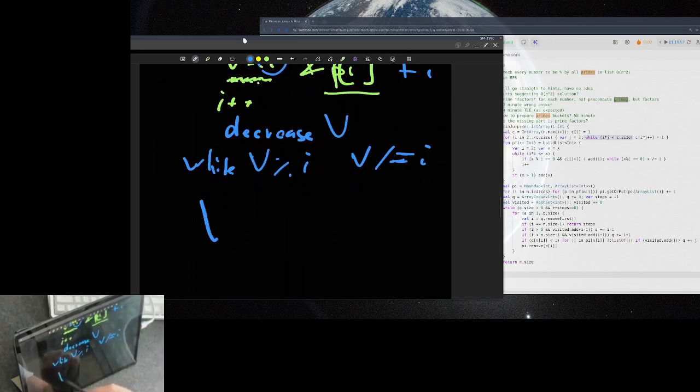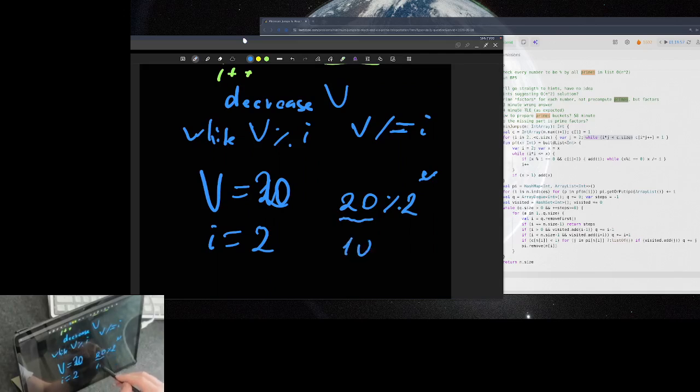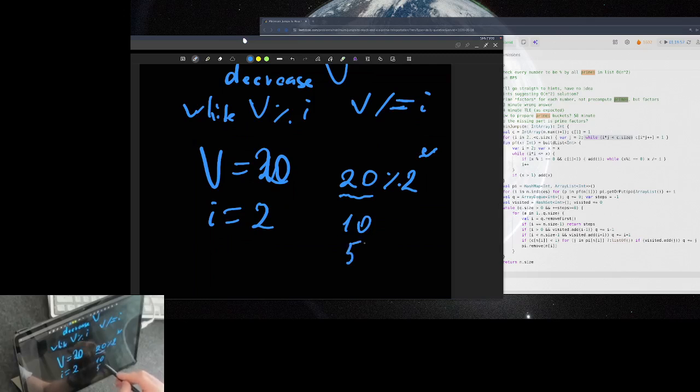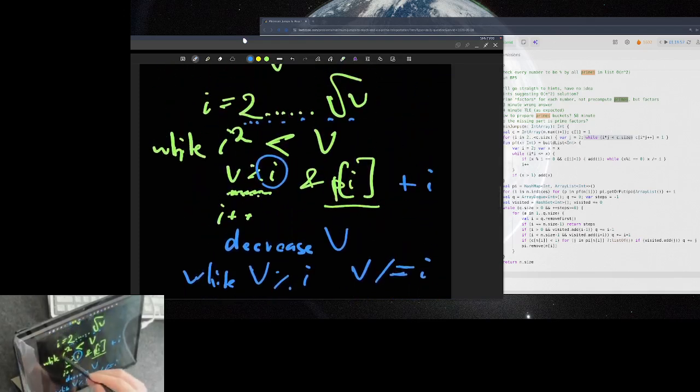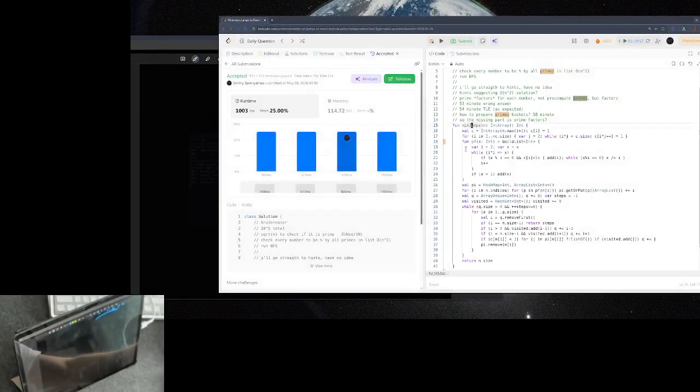So for example, if v equals 12 and our prime is 2, we first say that 12 is divisible by 2. Okay, we add this 2 to our prime list, and then we divide our v, so it becomes 6, and then again it becomes 3, and 3 is not divisible by 2. Then we stop and go to the next prime candidate. So this is how factorization works. I wasn't familiar with the algorithm, that's why I didn't solve this problem myself.